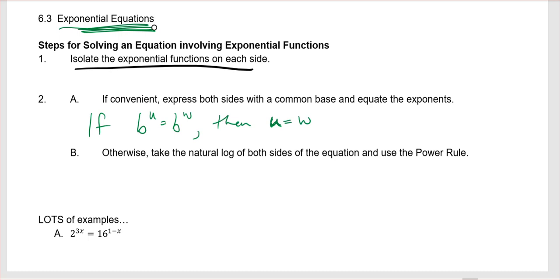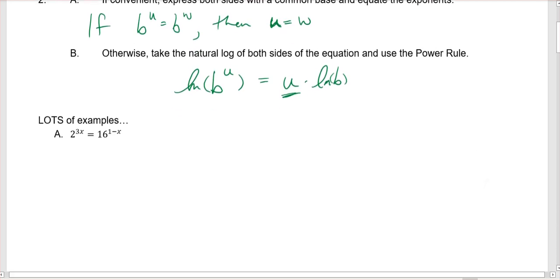Okay, otherwise, if we can't do that, we're going to end up taking the natural log of both sides, right? Remember, if I have some number raised to a power, and that's inside a logarithm, then I can take that exponent and write it as a factor, and then that piece is no longer in the exponent position, and we can operate with it. So let's see some examples here.